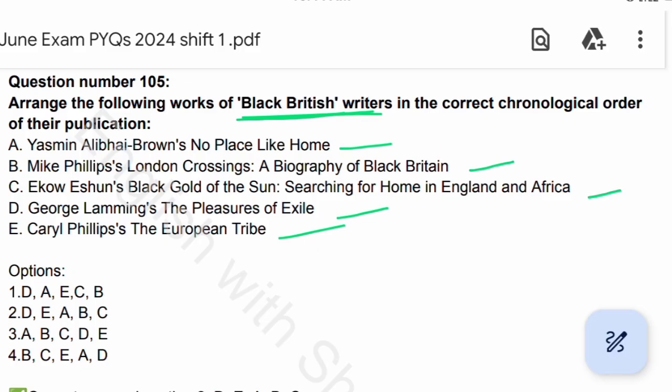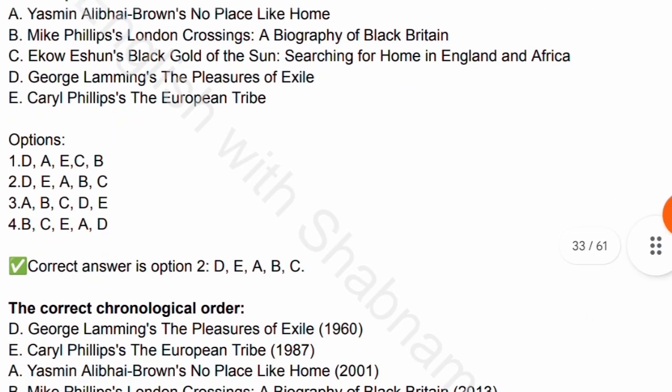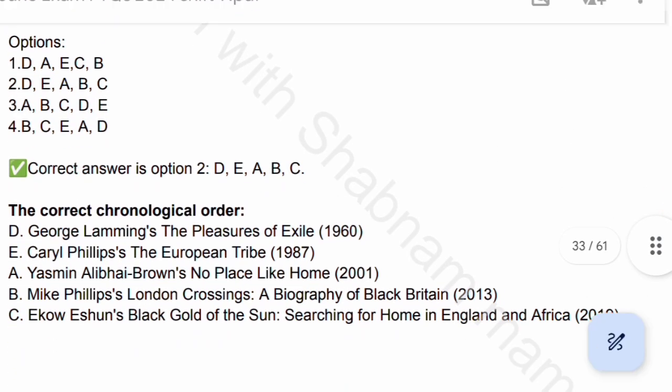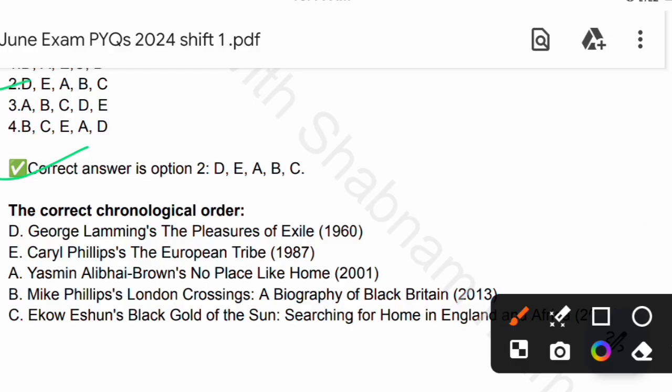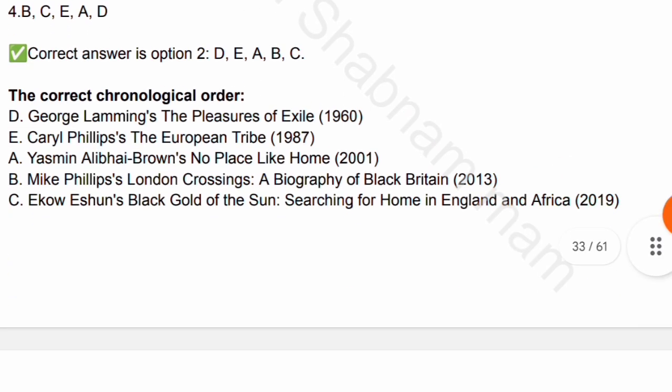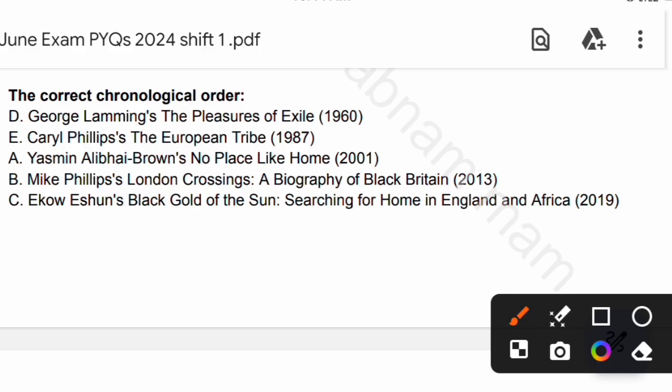The correct answer of this question is option 2, DEABC. That means George Lamming's The Pleasure of Exile, 1960, publication year. Caryl Phillips' The European Tribe, 1987. Yasmin Alibhai-Brown's No Place Like Home and Mike Phillips' London Crossings, 2013. And the last one, Ekow Eshun's Black Gold of the Sun, Searching for Home in England and Africa, 2019.